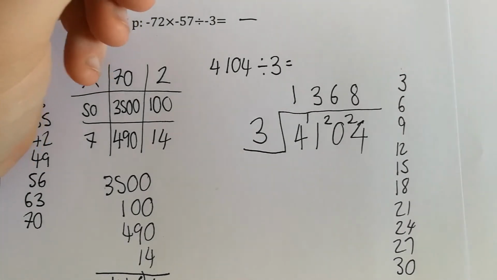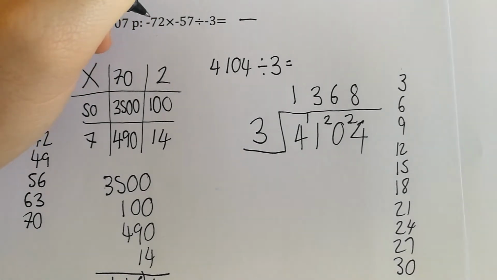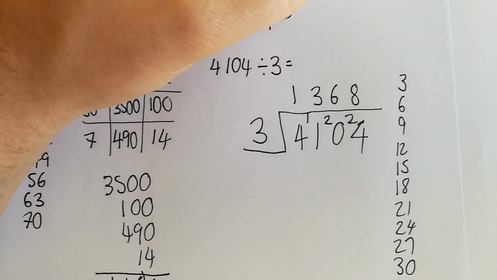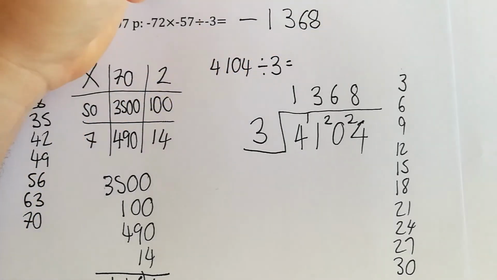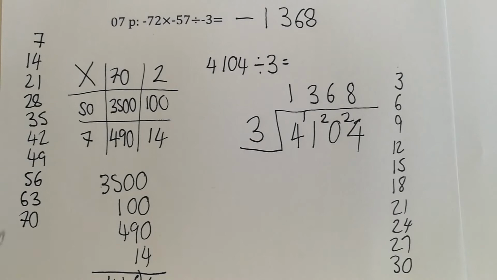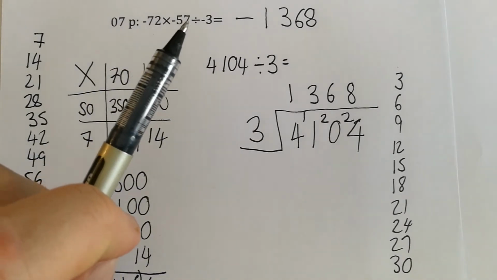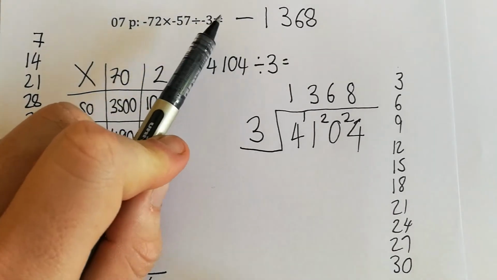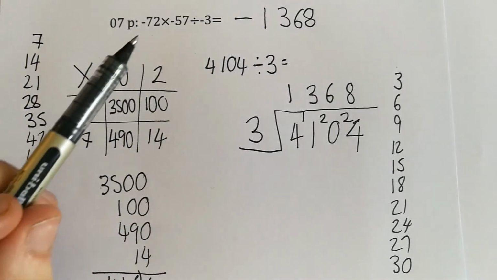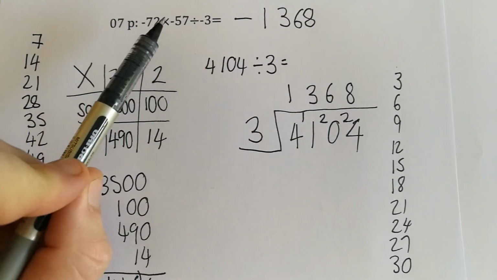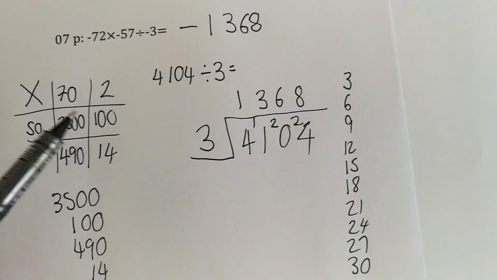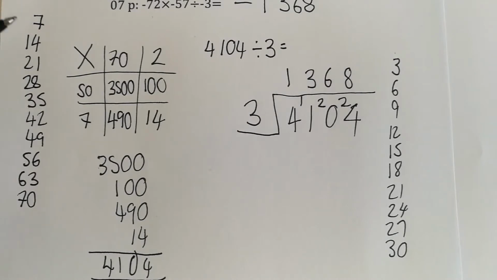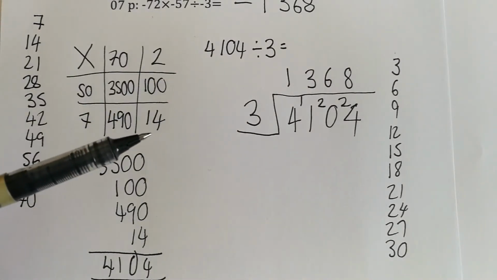So our answer to minus 72 times minus 57 divided by minus 3 is minus 1,368. So let's have a quick look through this. So we first of all worked out whether it's negative. So we can do that by just going 1, 2, 3 negatives, and therefore our answer is negative because it's an odd number of negatives. We then did 72 times 57 with our multiplication grid, and then added up, which is down here. And again, we just wrote down our 7 times table to help us with some of our multiplications.